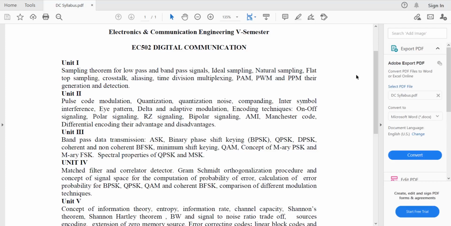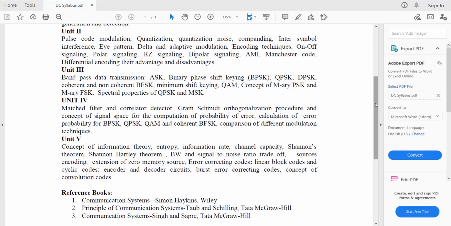Unit 5 basically is related to the source encoding and the error correcting codes, that is the channel encoding. Source encoding is basically related to reducing the number of bits that are needed to transmit a particular symbol or particular signal. Then next comes the channel coding. Channel coding is basically related to the error correction. So the errors that are introduced from the transmitter to the receiver are corrected by using the channel codes.